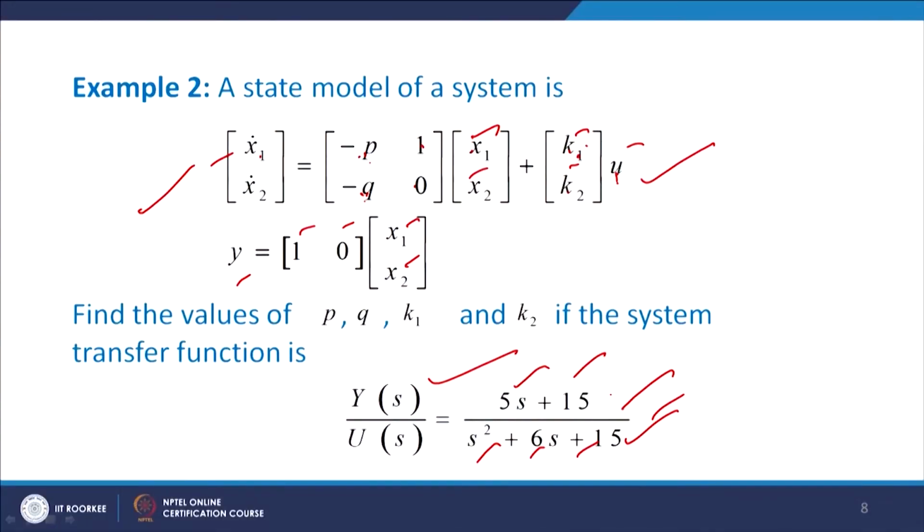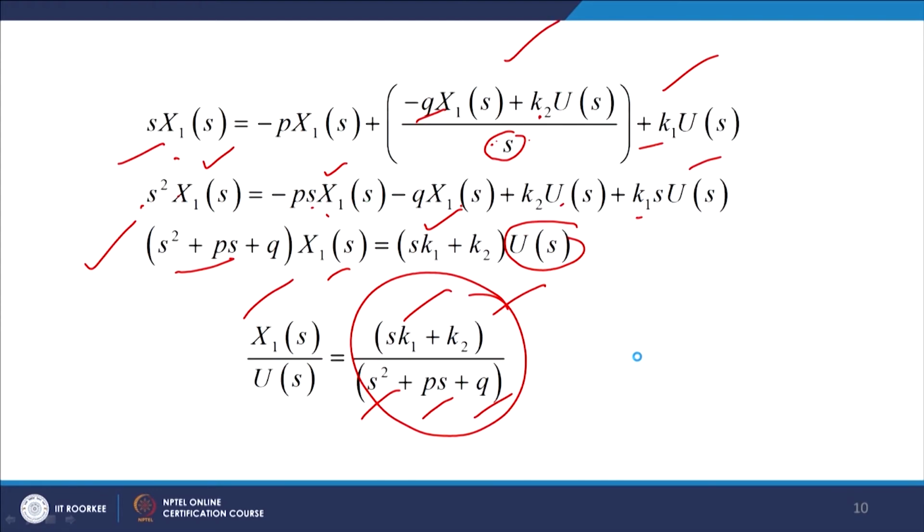What is the similarity? Here the denominator is second order and the numerator is first order, and here also the denominator is second order and the numerator is first order. So we can compare both these equations.